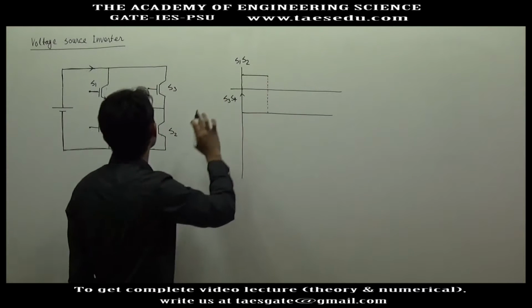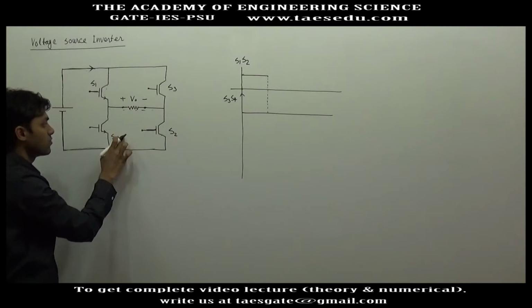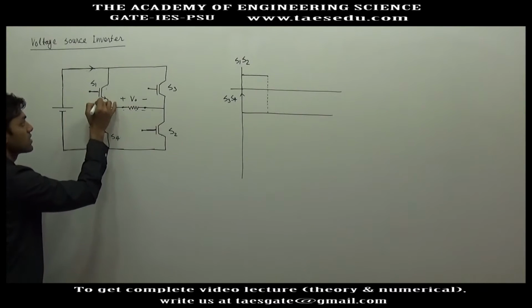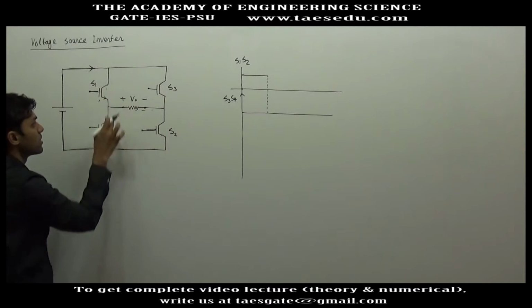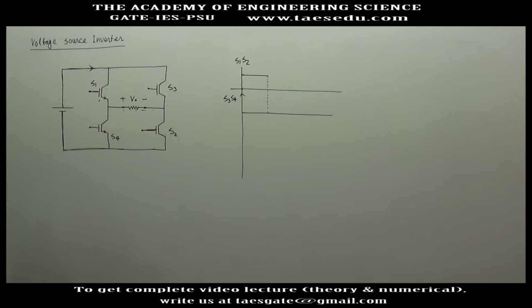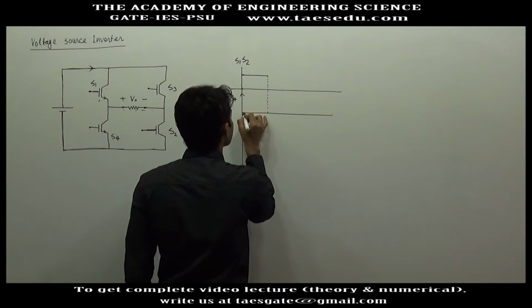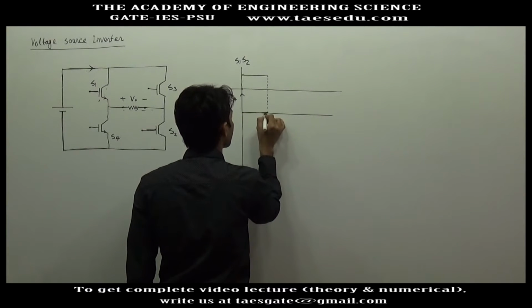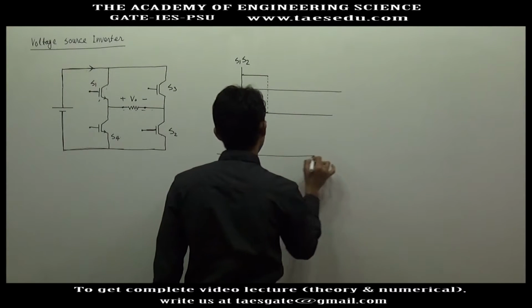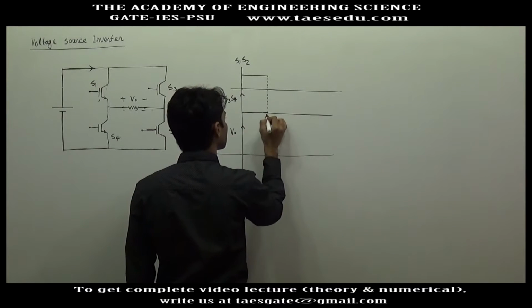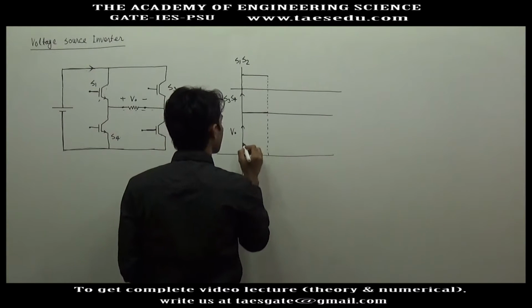So when S1 and S2 are given gate signal, S3 and S4 must be turned off, because if S1 is conducting and at the same time S4 is given signal, this will make a short path, so that will be dangerous. So when S1 S2 are conducting, S3 S4 must not conduct, this must not be given gate signal. In this case what will be the output voltage? If S1 S2 conduct, output voltage will be plus VDC.